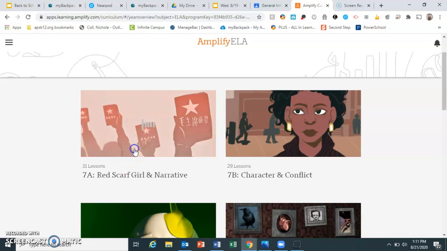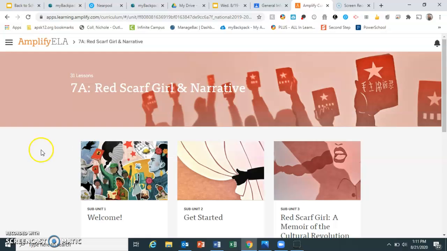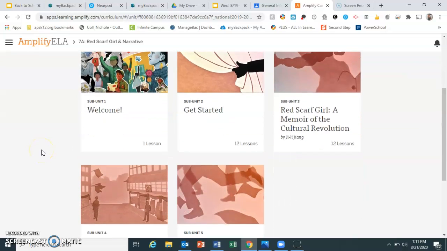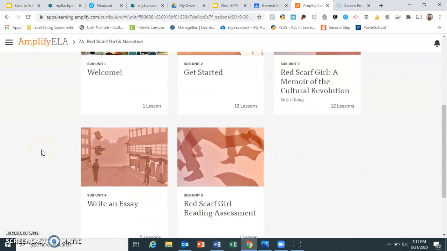Whenever you click on the unit, you are brought to a page that shows you several subunits. The prefix sub means part of. So these subunits are smaller parts of the bigger unit that we're going to be learning. Amplify really likes to chunk up our work. Makes it easier for us to get it done.